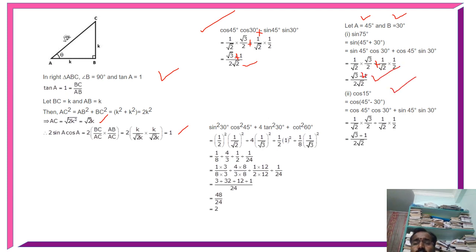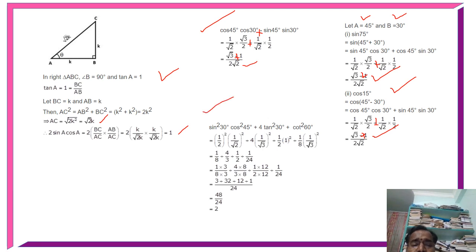Similarly, here we can prove cos 15 also by taking cos 45 minus 30, because 45 and 30 we know, 15 we don't know. The cos A minus B formula they will give: cos A cos B plus sin A sin B. Substitute and simplify, we get root 3 plus 1 by 2 root 2. Simply we can say that cos 15 and sin 75 are equal because they are complementary to each other.